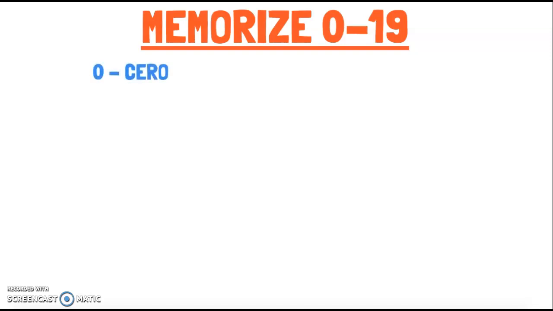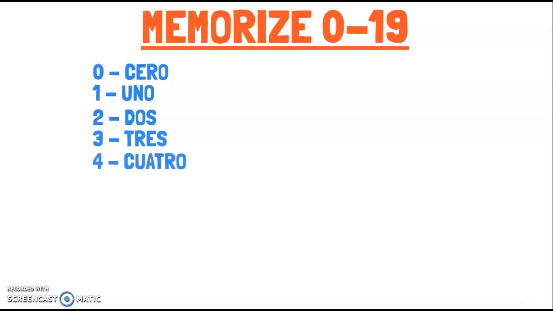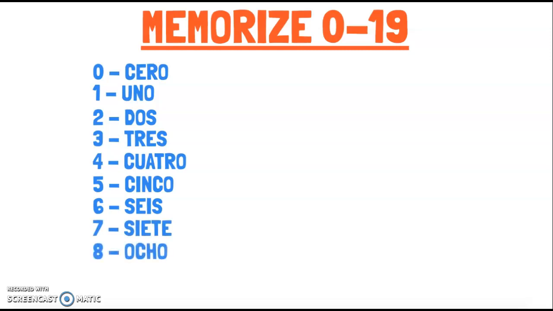0, 1, 2, 3, 4, 5, 6, 7, 8, 9, 10. So you might have known some of those numbers already. Numbers 0 through 10 are very common. So now let's learn numbers 11 through 19.